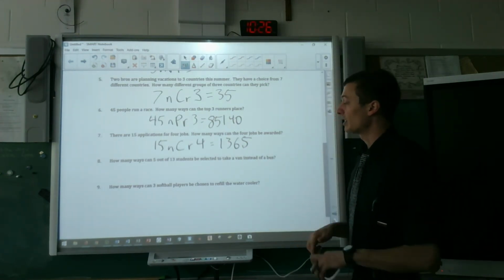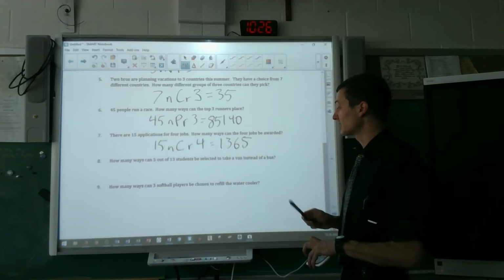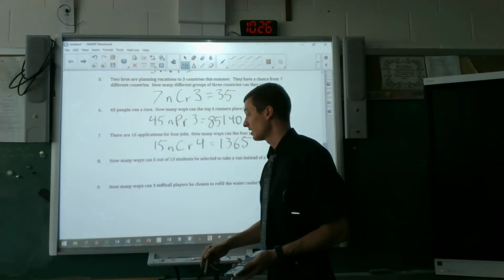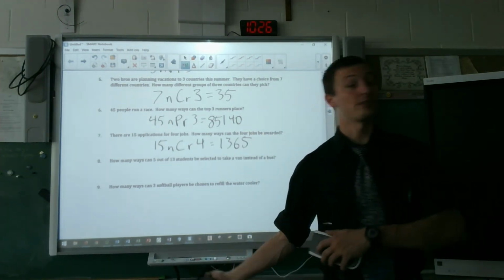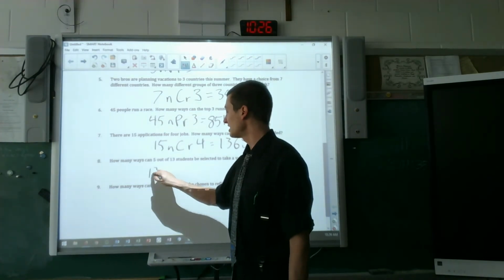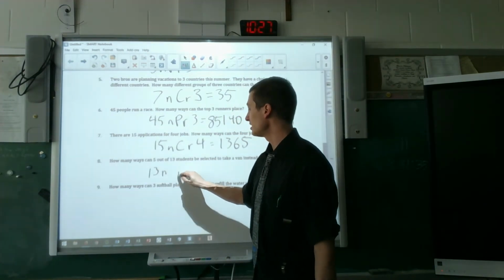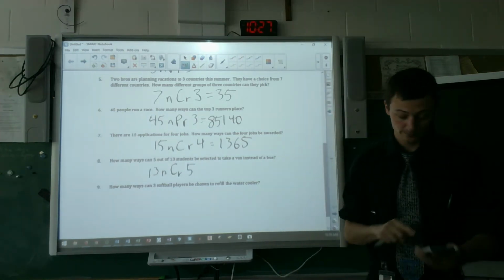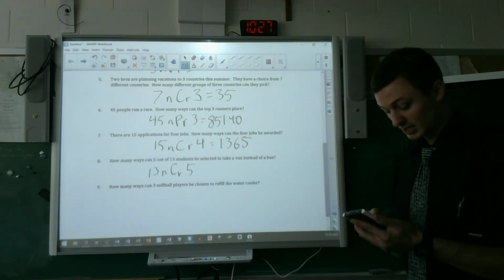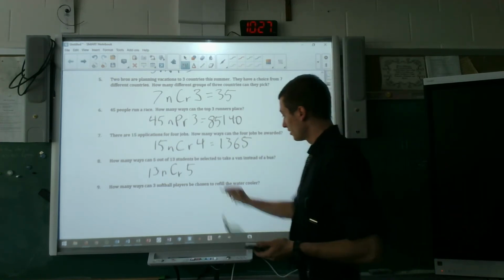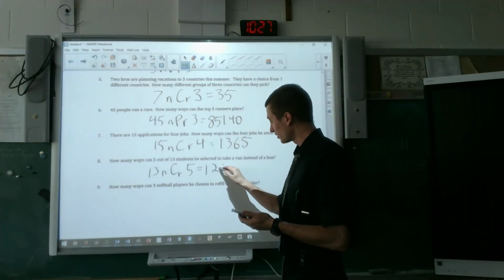Number 8, how many ways can 5 out of 13 students be selected to take a van instead of the bus? In this case, we're just taking a group of 5 and throwing them into a van. So there would be 13. This would be a combination because order does not matter. So I'm using 13 nCr 5, which is 1,287.